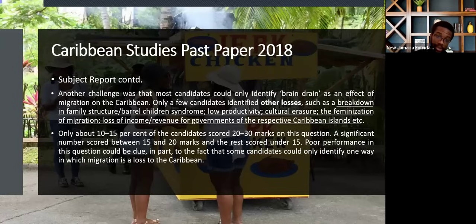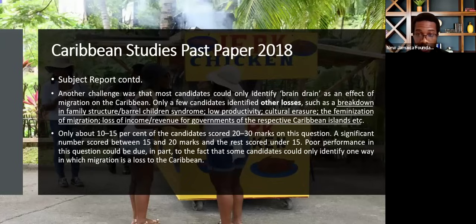A significant number scored between 15 and 20 marks, and the rest scored under 15 marks. So you're talking about roughly over half of students scoring under 15 on this question. Poor performance in this question could be due in part to the fact that some candidates could only identify one way in which migration is a loss to the Caribbean.